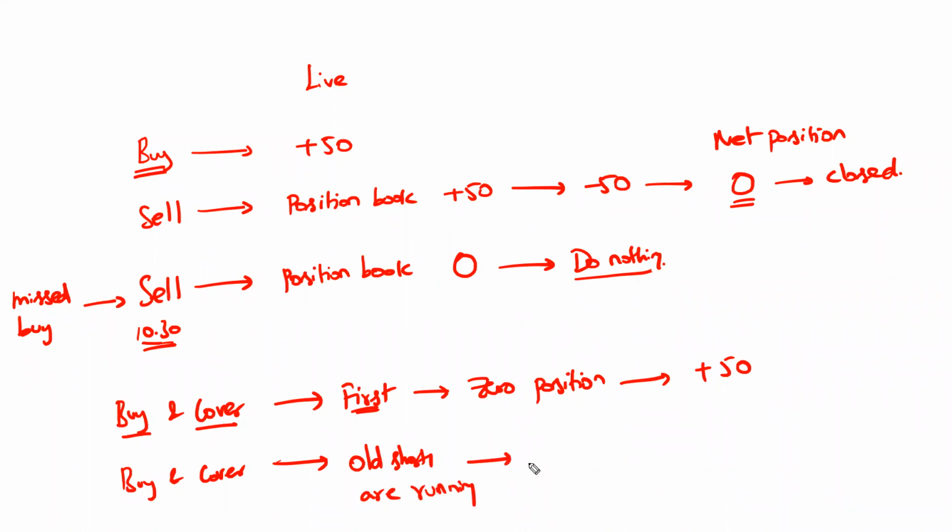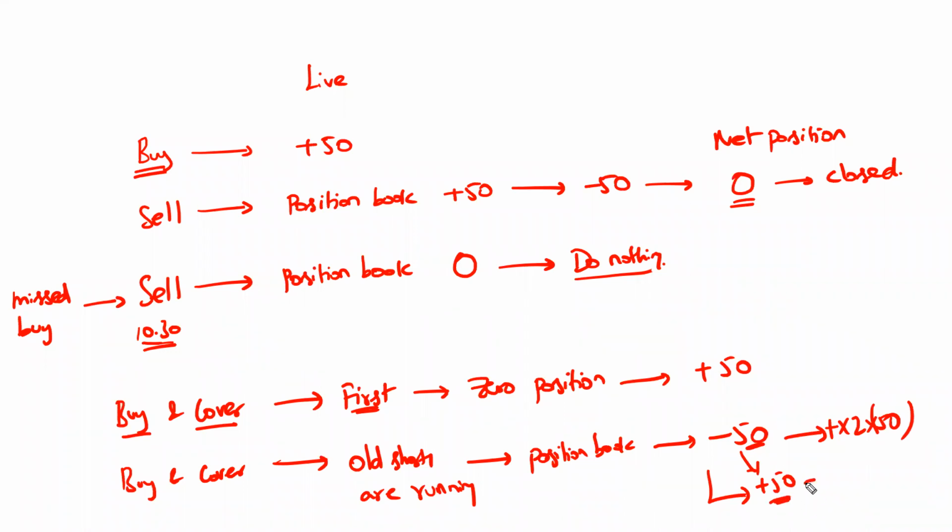In that case, it checks the position book. If the position book says minus 50, it will try to punch 2 times of 50 quantity on the buy side, so double the quantity. It will try to buy double the times of future contracts. That means your net position goes from minus 50 to plus 50, and that is going to be your net position. That is the difference in Smart Algo Mojo. Smart Algo Mojo always looks into the position book and decides smartly.